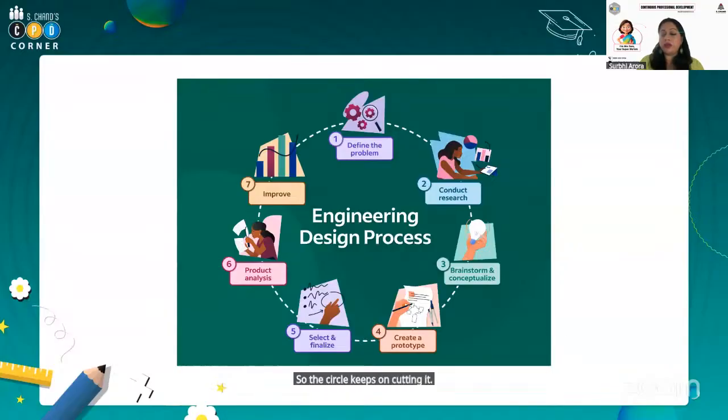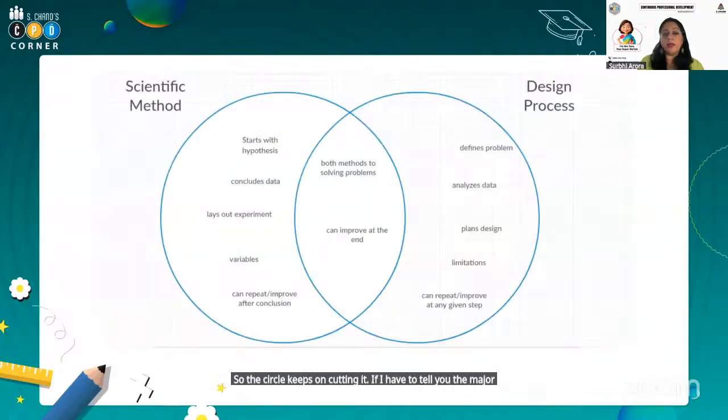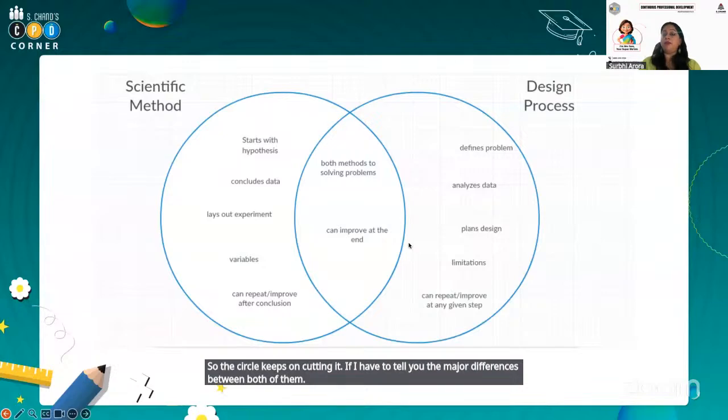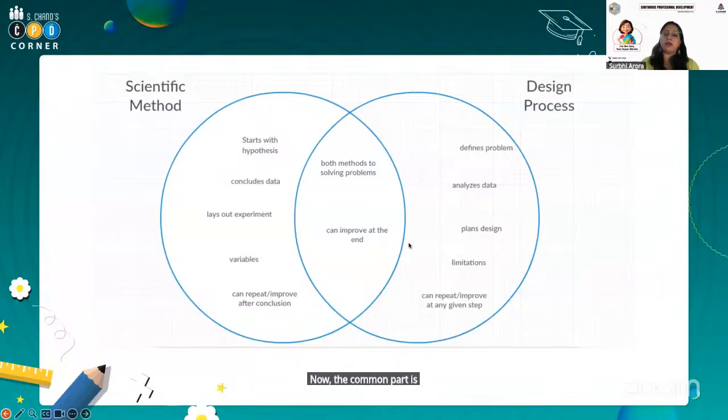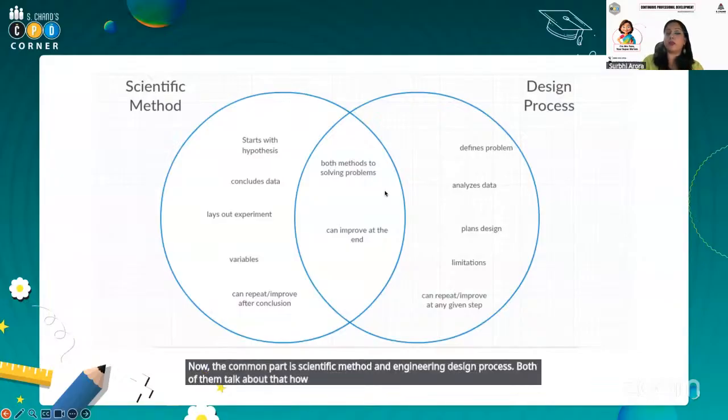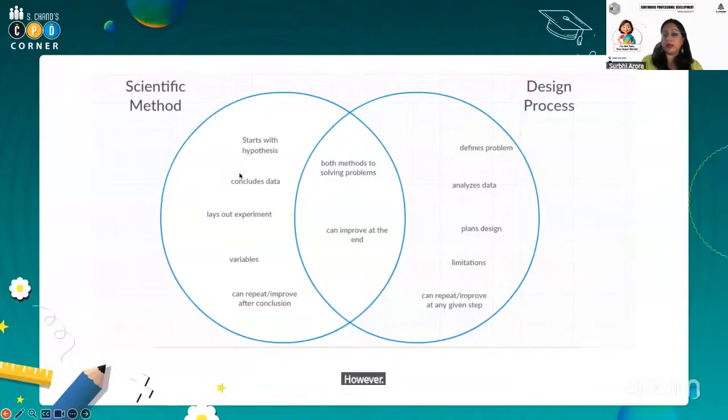If I have to tell you the major differences between both of them: the common part is that the scientific method and the engineering design process both talk about how we can improve the final product at the end, and we are aiming at solving problems. However, the first one, we were more interested in hypothesis, picking up data, laying out experimentation.